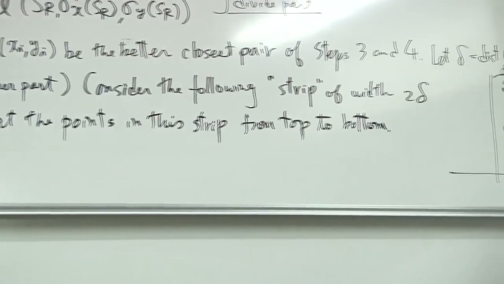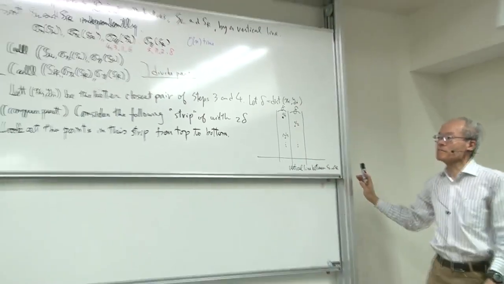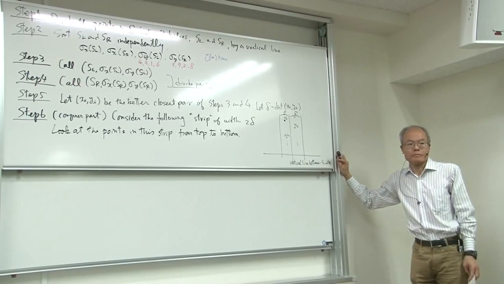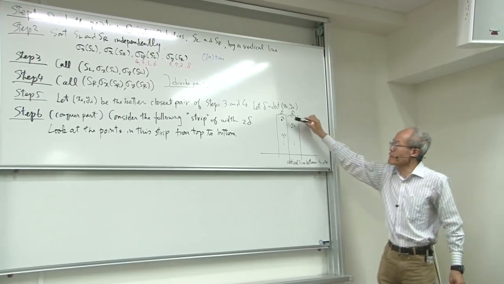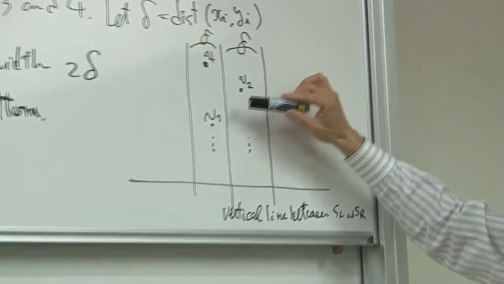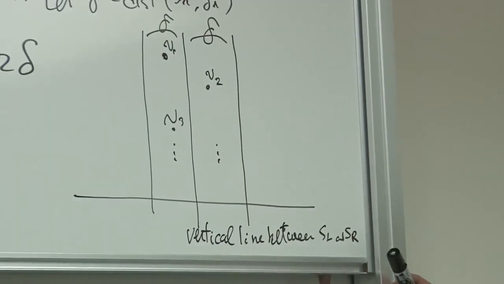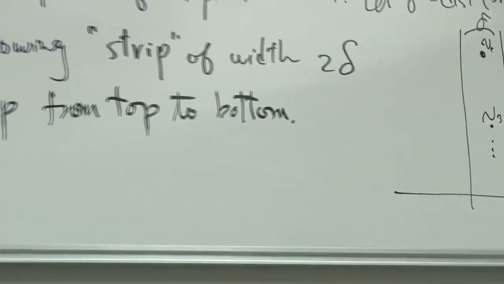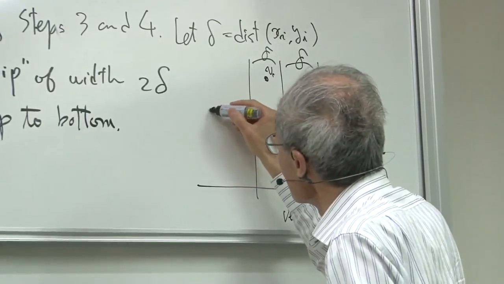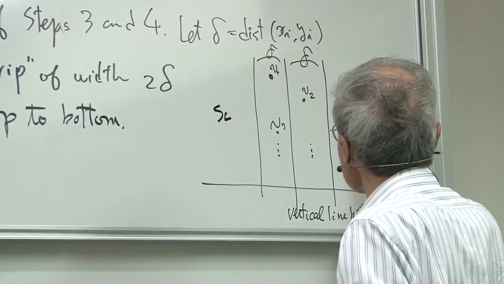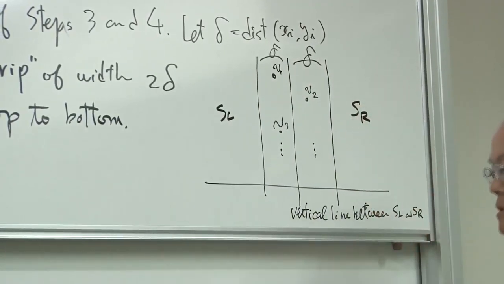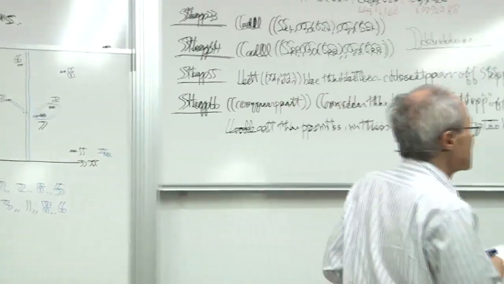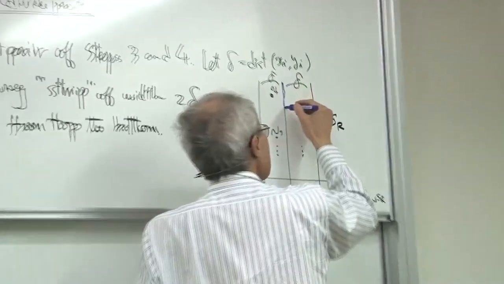Now we look at the points in this strip from top to bottom. That means we look at V1 first, then V2 and V3, and so on and so forth. This is the SL part, this is the SR part. And this is important: the vertical dividing line.